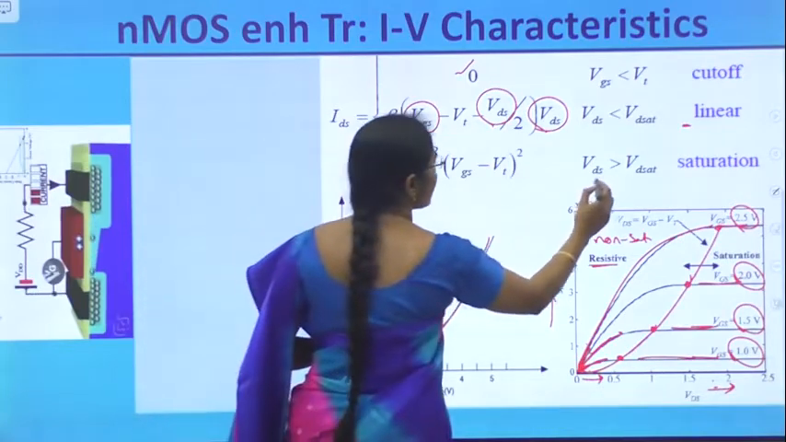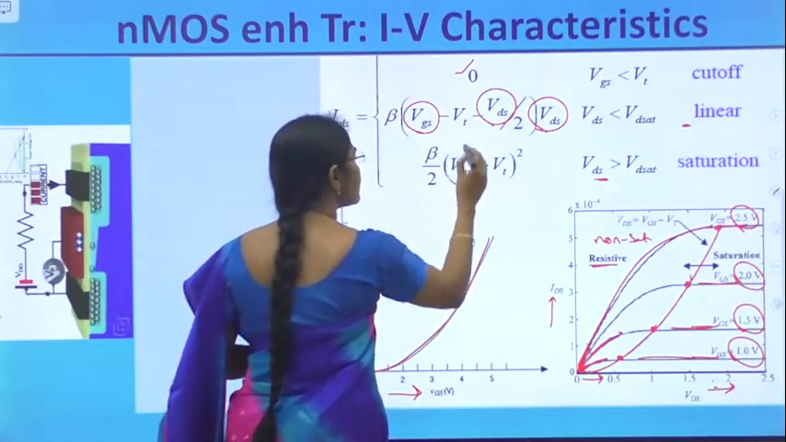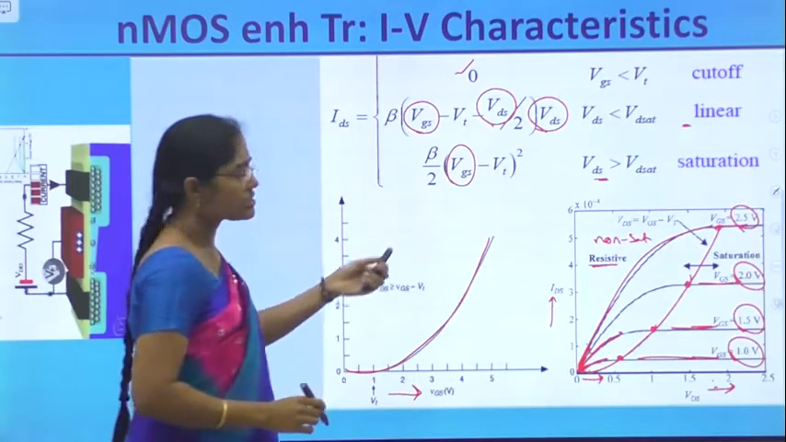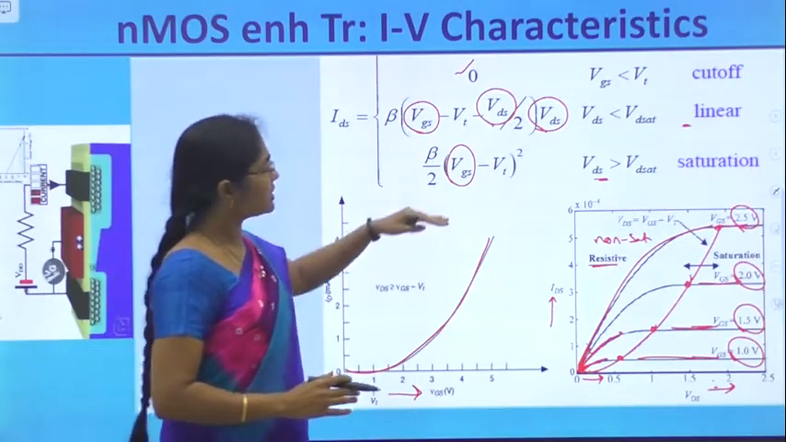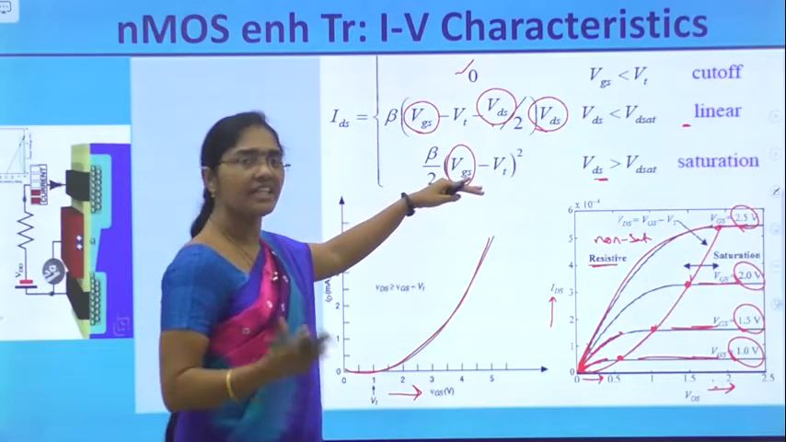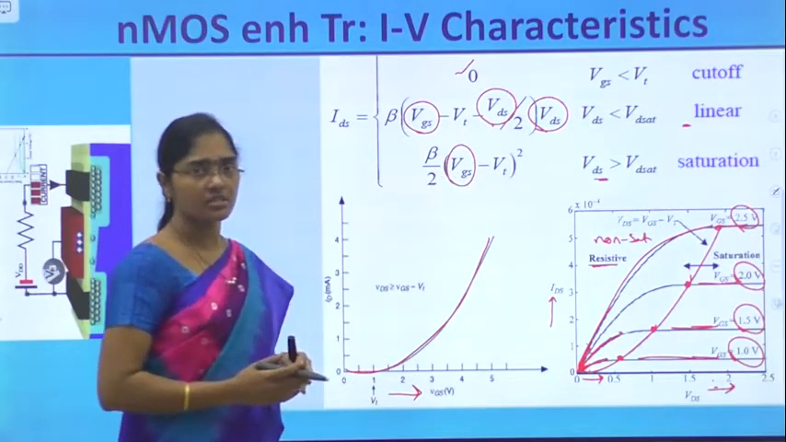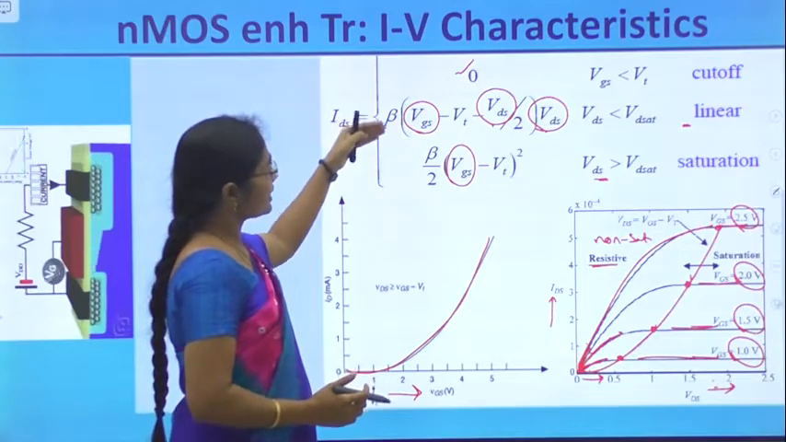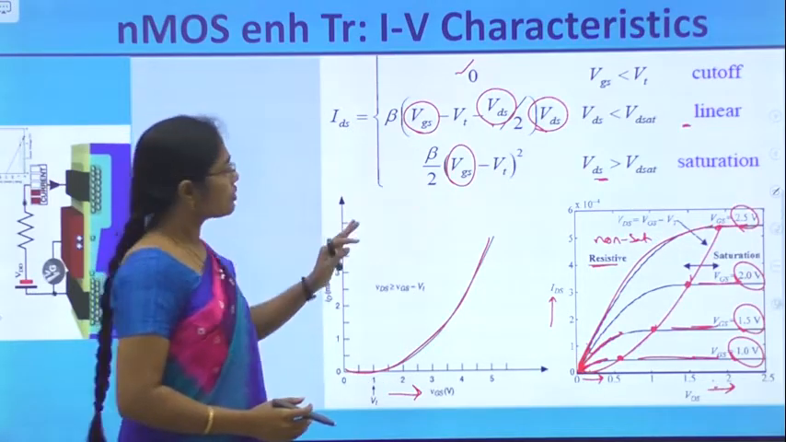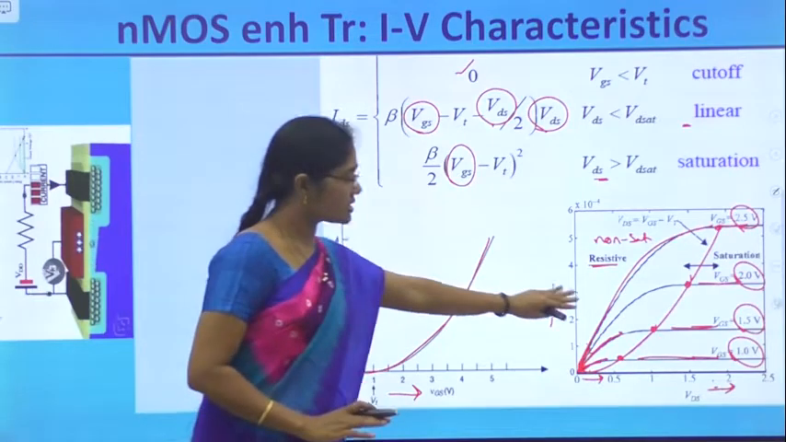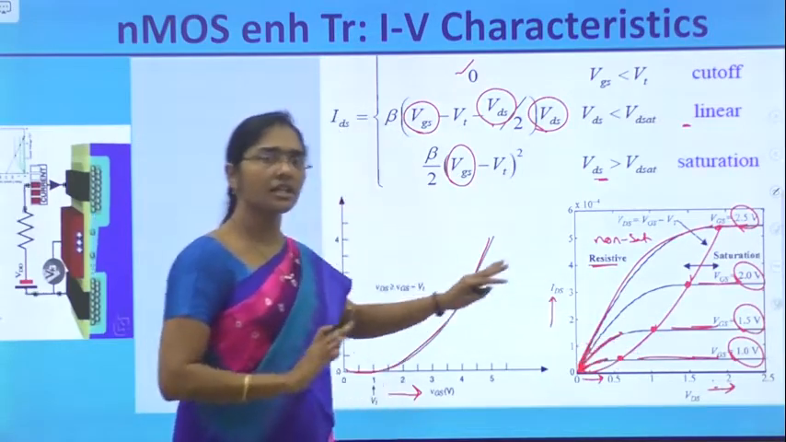But whereas in the saturation region, current is a function of VGS only, there is no VDS in the equation. So in saturation, the current is independent of VDS. We will derive these current equations in the next lecture. So what is the conclusion? Non-saturation region, saturation region, cutoff region.